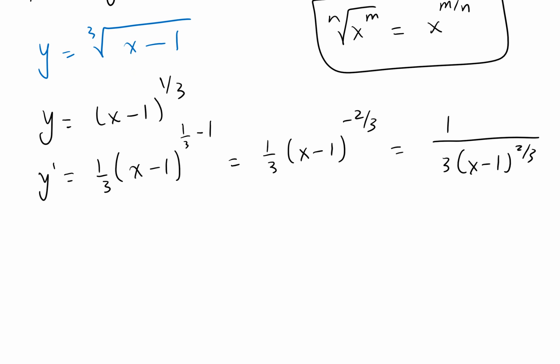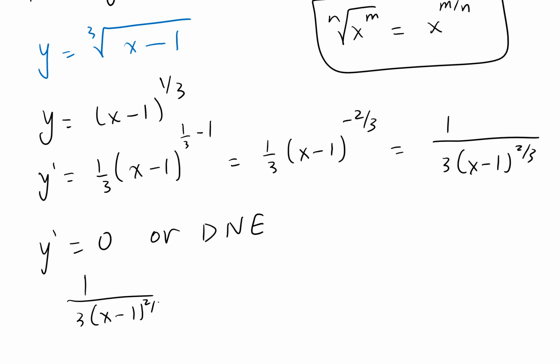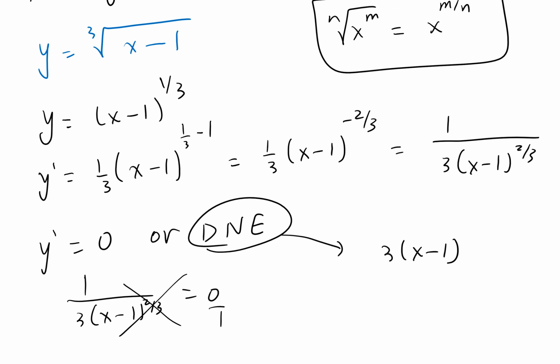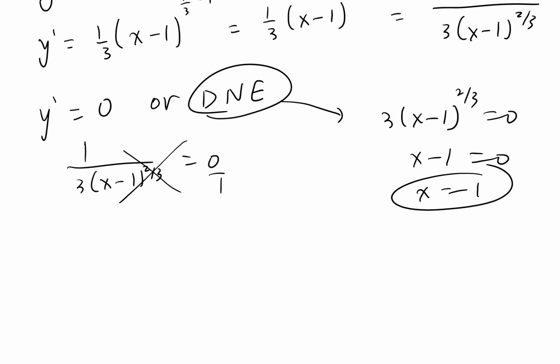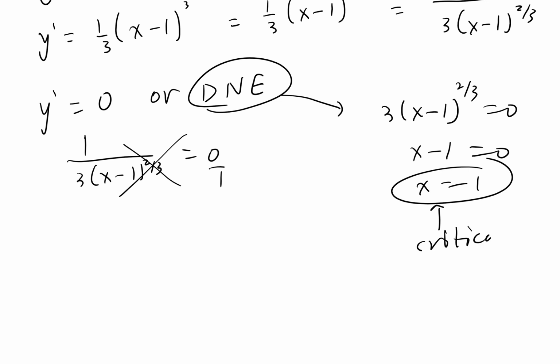To find the relative min and max, or critical numbers, we need to set y prime equals 0 or does not exist. Setting it equal to 0 doesn't give us anything, because if you cross multiply, you get 1 equals 0, which doesn't work. But it does not exist when the denominator is 0, which means when x minus 1 is 0, when x is 1. So this is the only critical number we have.